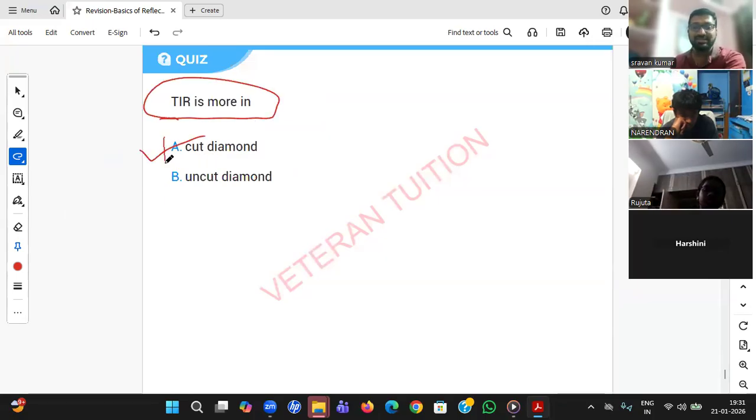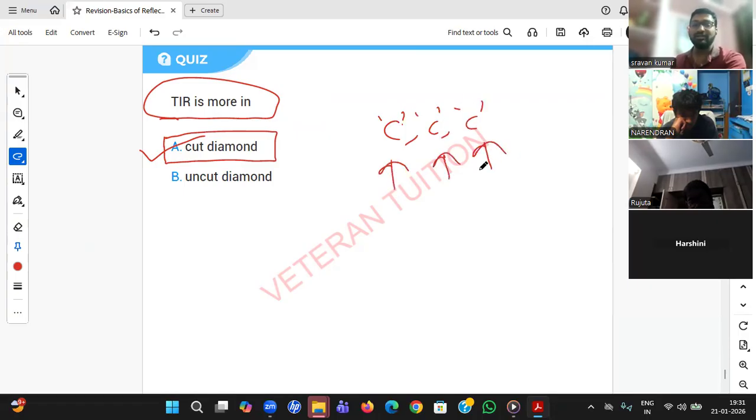The total internal reflection is more in which one? Cut diamond. That's the reason cut diamond is costly also. It shines a lot. To buy a diamond, 3 C's you should check. 3 C's: cost, cut, color. So cut is also one of the important reasons why the diamond chain.